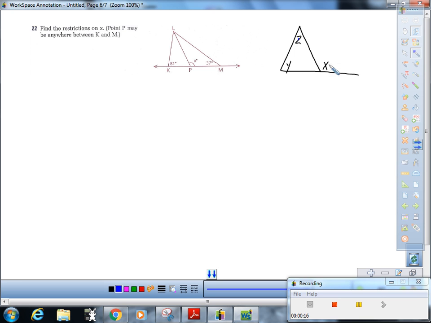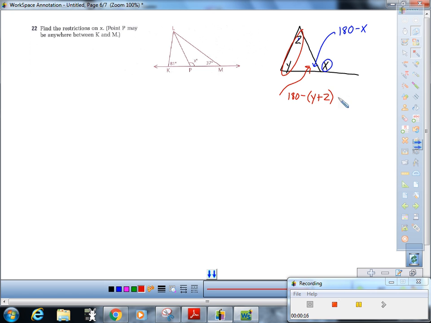Now, you don't know any of what that means, but sometimes the book just kind of gives you these questions to make you think, and you should be able to think about this. What would we call this angle here according to x? We would call it 180 minus x, correct? But what would we call it according to the triangle? We would call it 180 minus y plus z.